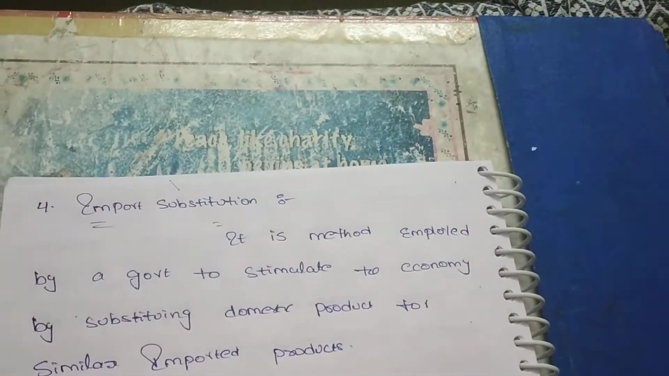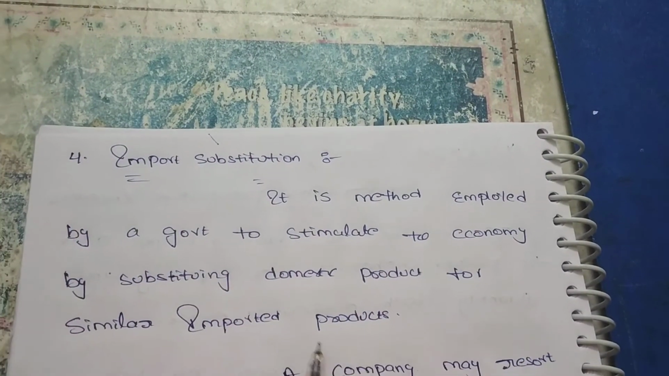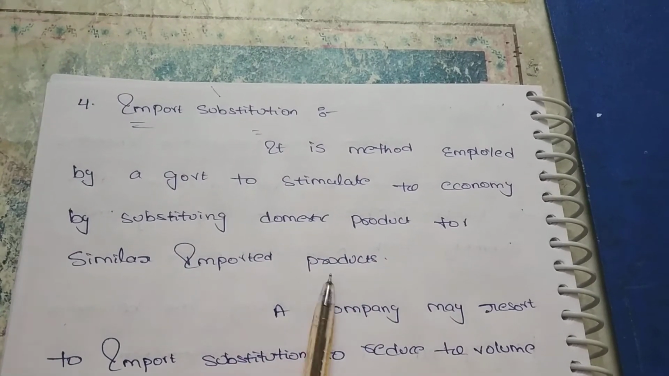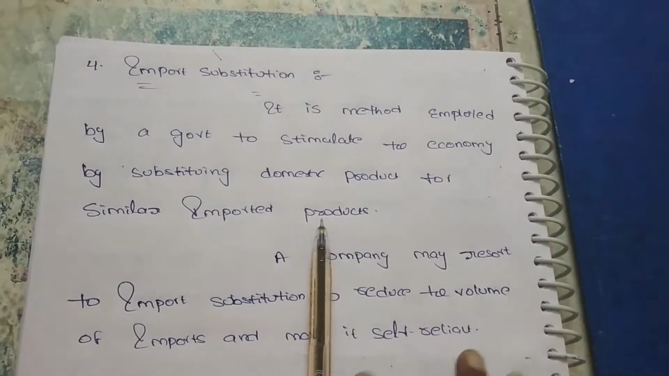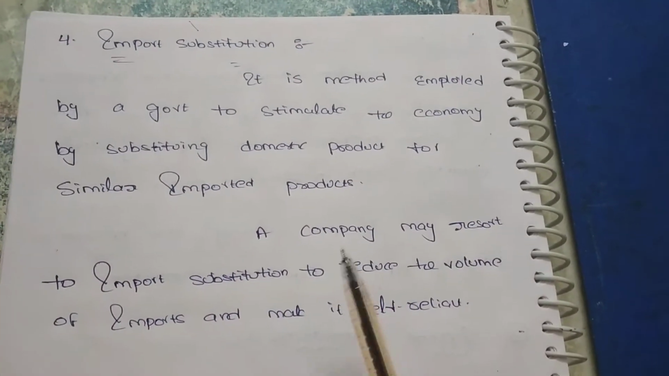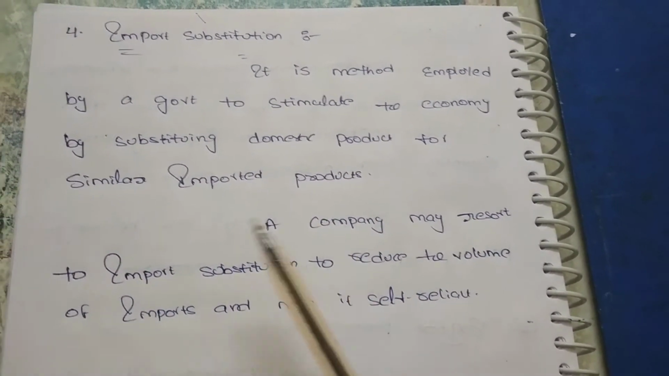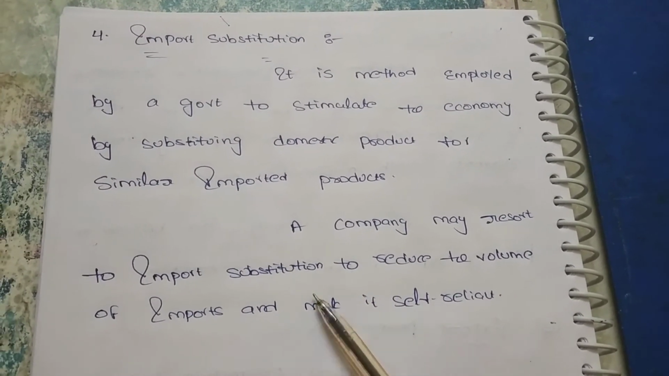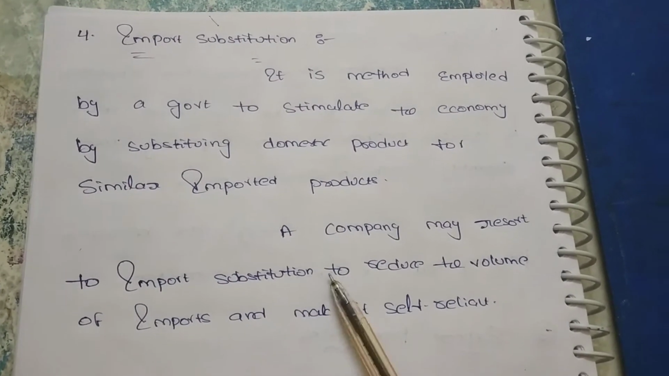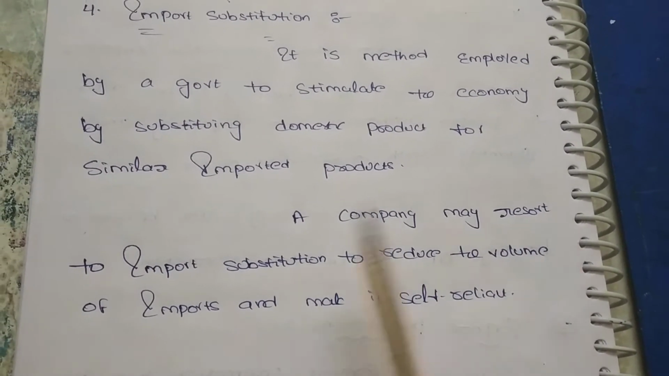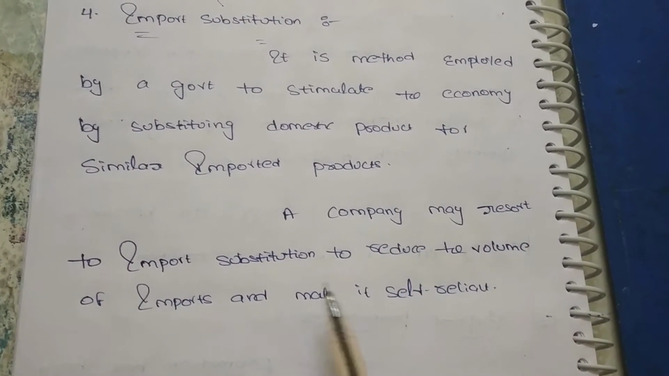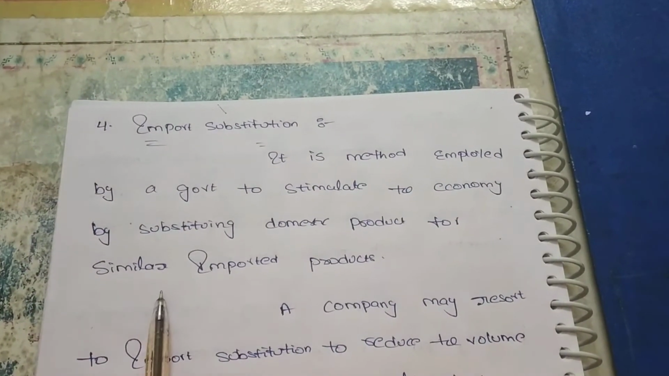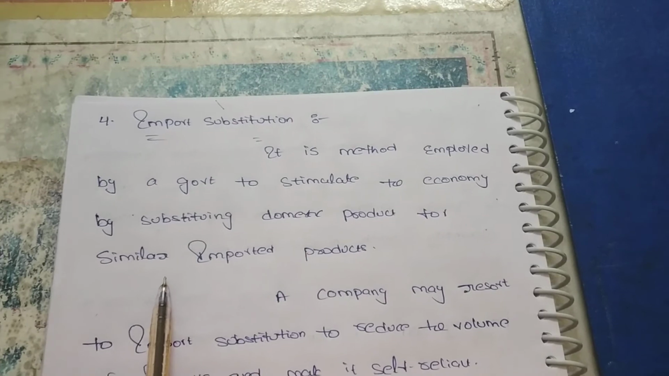Next, import substitution. It is the method employed by the government to stimulate the economy by substituting domestic products for similar imported products. Import substitution mainly says that while we are importing any goods, we have to think about the substitutes which are produced in our country. So we do not need to import the goods. We use our own products. Then we can restrict our imports. A company may resort to import substitution to reduce the volume of imports and make itself self-reliant. The government is also thinking that instead of importing the goods, we should produce them in our own country. For that we can restrict our imports.